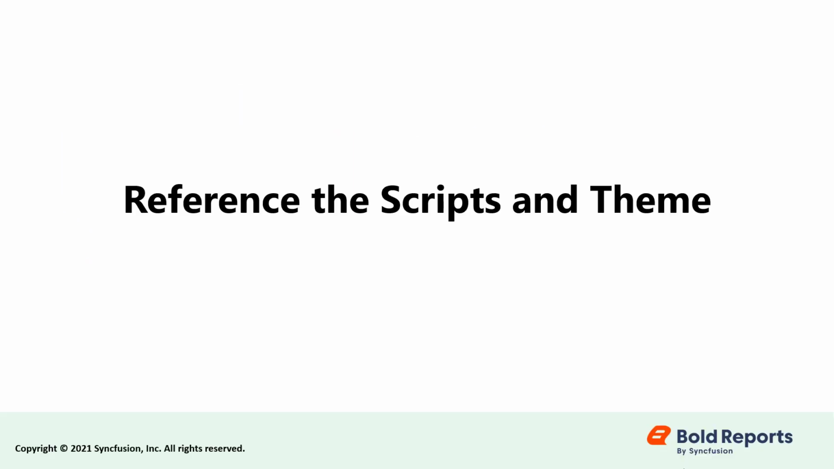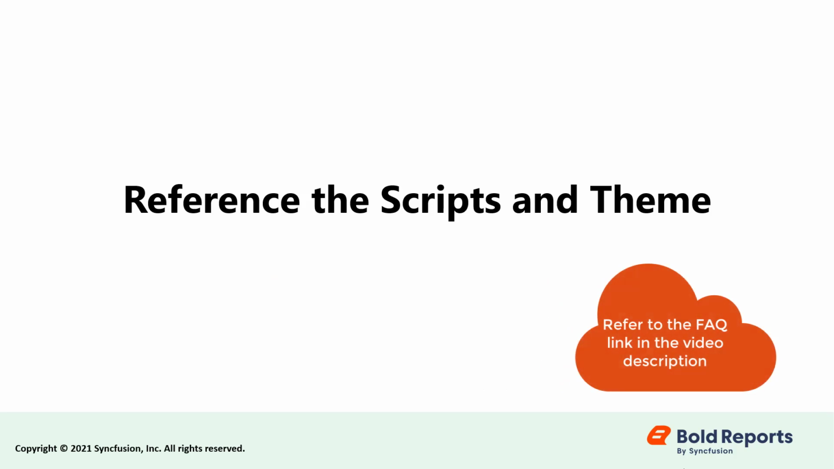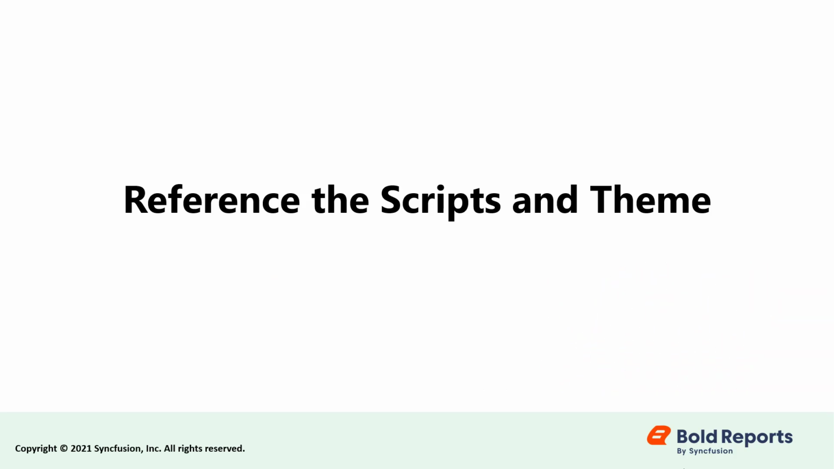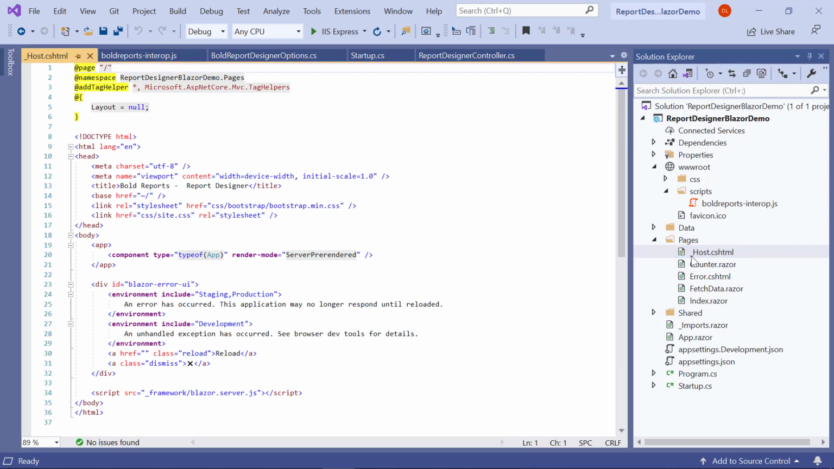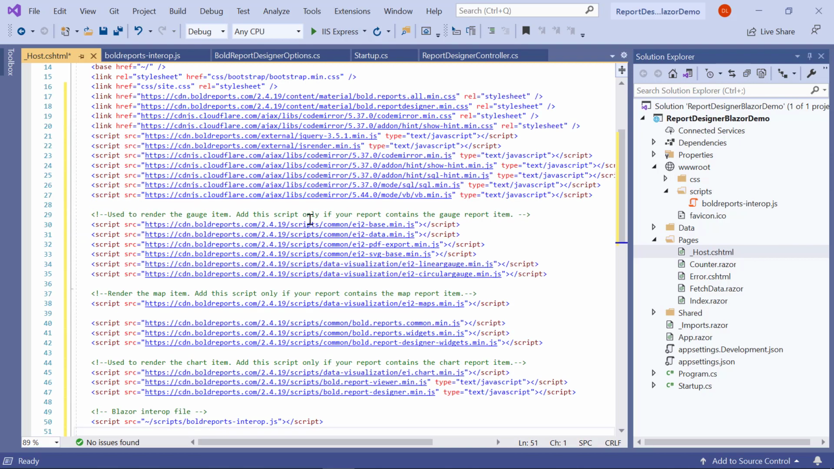Let's reference scripts and a theme. In this video, I am using CDN links to reference the scripts and theme. You can also use local scripts and themes. I have included an FAQ link about using them in the description for this video. Open the _Host.cshtml page from the Pages folder, and reference the online CDN links along with the BoldReportsInterop.js interop file in the head section to use our JavaScript reporting controls in the Blazor application.